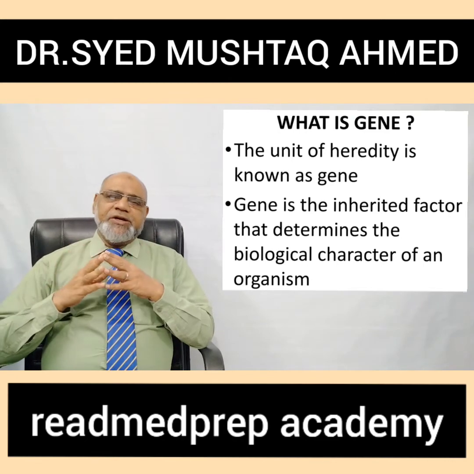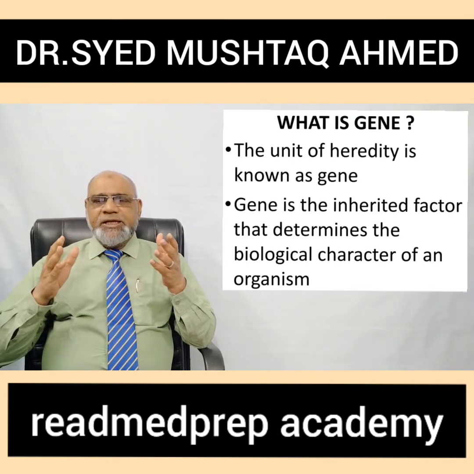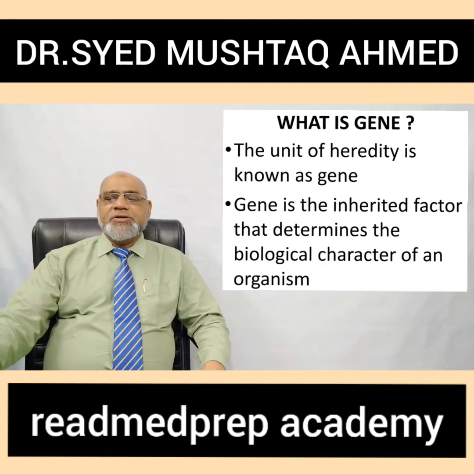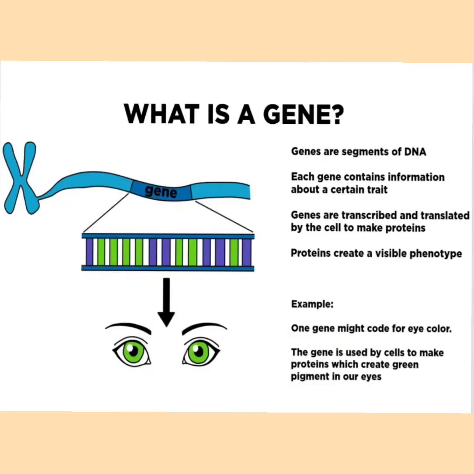What is a gene? The unit of heredity is called a gene. The gene is the inherited factor that determines the biological character or trait of an organism. In detail, genes are segments of DNA. Each gene contains the information about a certain character or trait. Genes are transcribed and translated by the cell to make proteins. Proteins create a visible phenotype. For example, one gene might code for eye color. The gene is used by the cells to make proteins which create green pigment in our eyes.